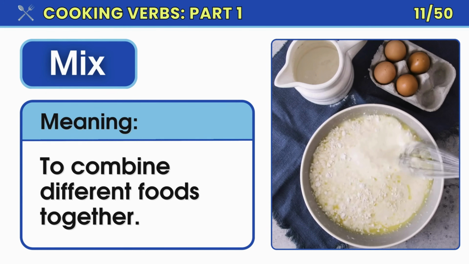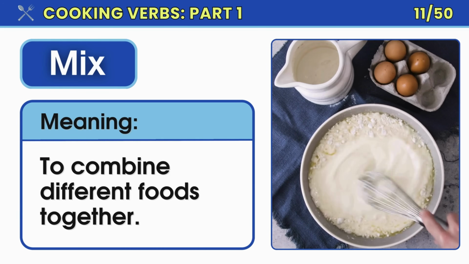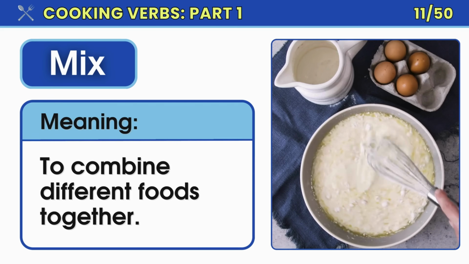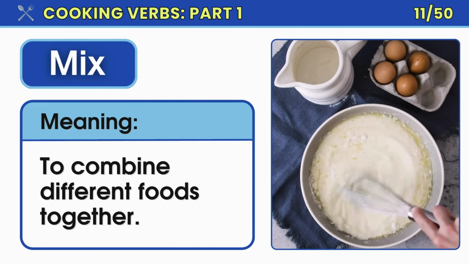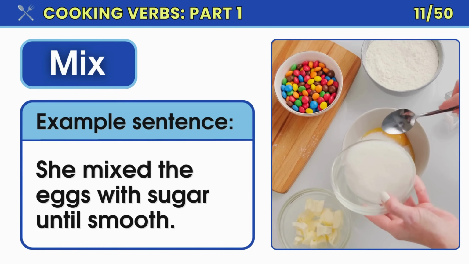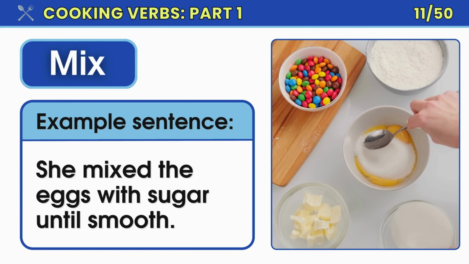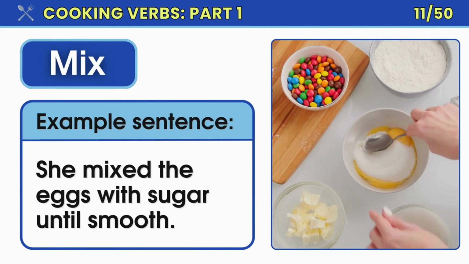To mix means to combine different foods together. For example, she mixed the eggs with sugar until smooth.